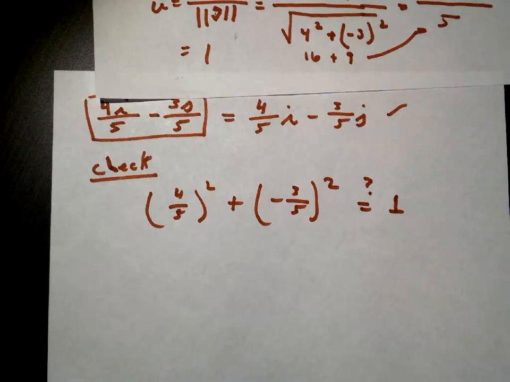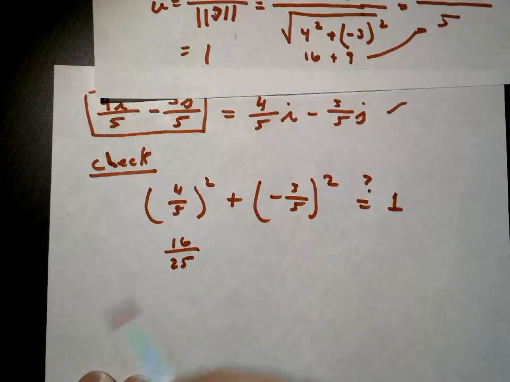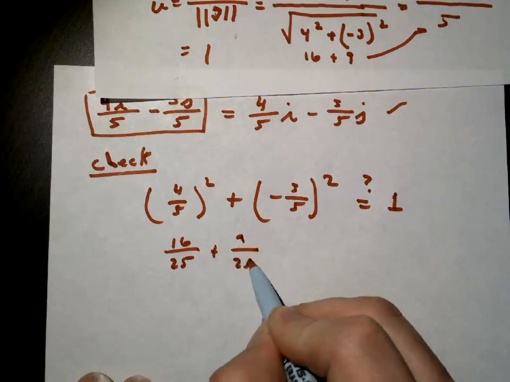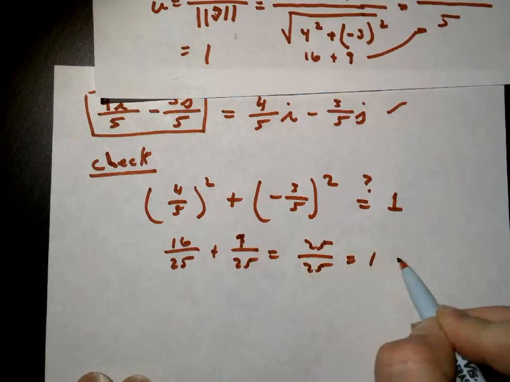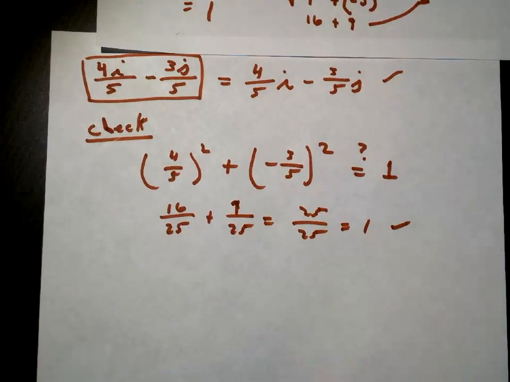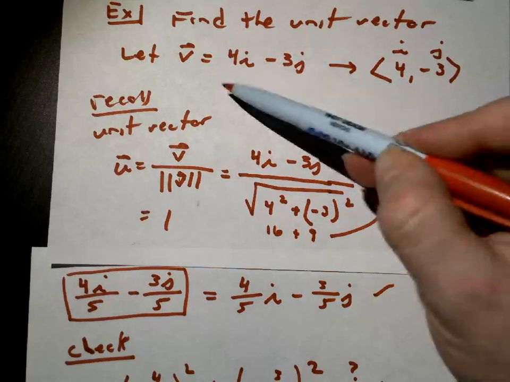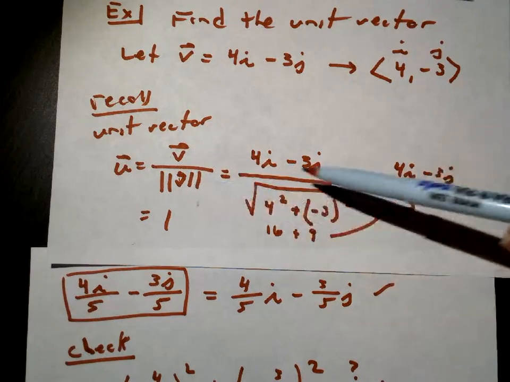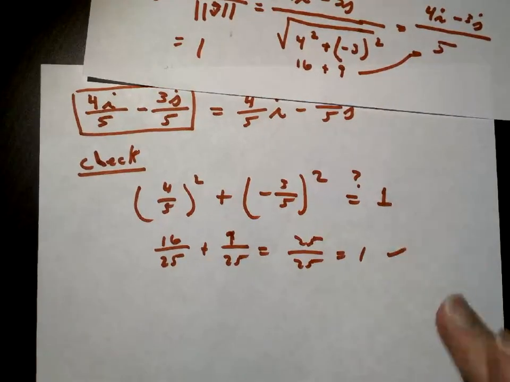Now, if you do some math here, that's 16 over 25, plus 9 over 25, and that's 25 over 25, which is 1. So it works. So that's how we get a unit vector: we start with a vector in i and j, we put it over its magnitude, and it gives us our unit vector. And then we want to check it a little bit.